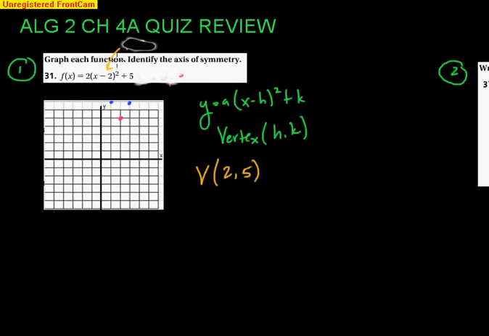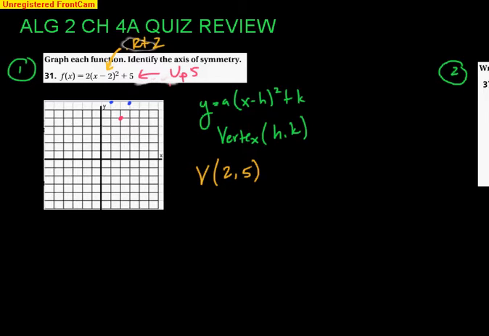Remember, you can think of it like this. That minus 2 with the x means that you go to the right 2, and this plus 5 at the end means you go up 5. So think about right 2, up 5, that is where the vertex is. And you'll see I have a point here at (2, 5).